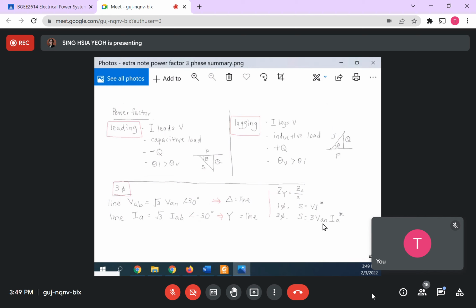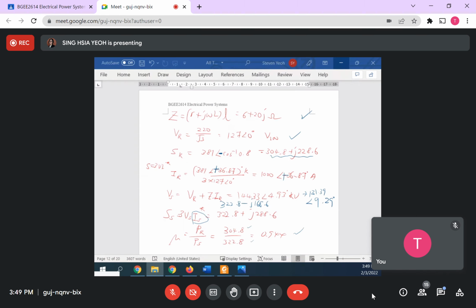Here I write line to neutral. You use √3. Then suppose line to line, you use √3 if I'm not mistaken. Nicholas, do you know what I mean? You can use 127 or 220 also, but I can't remember it. This one of it is 3, another one is √3. Nicholas, do you get what I mean?